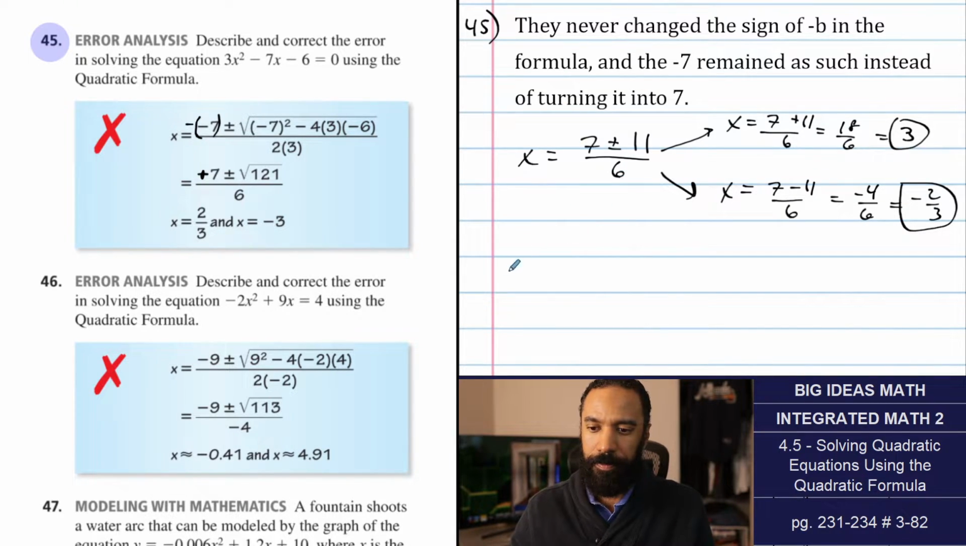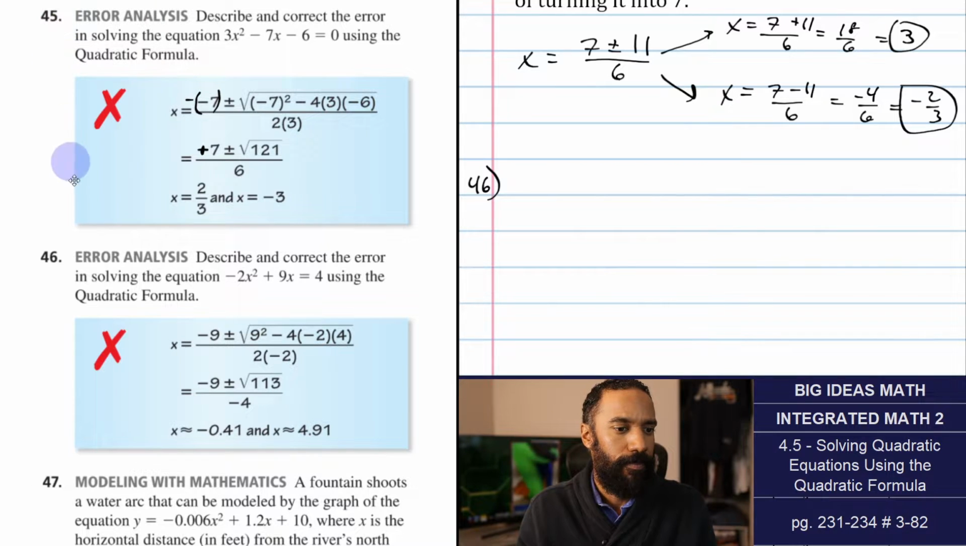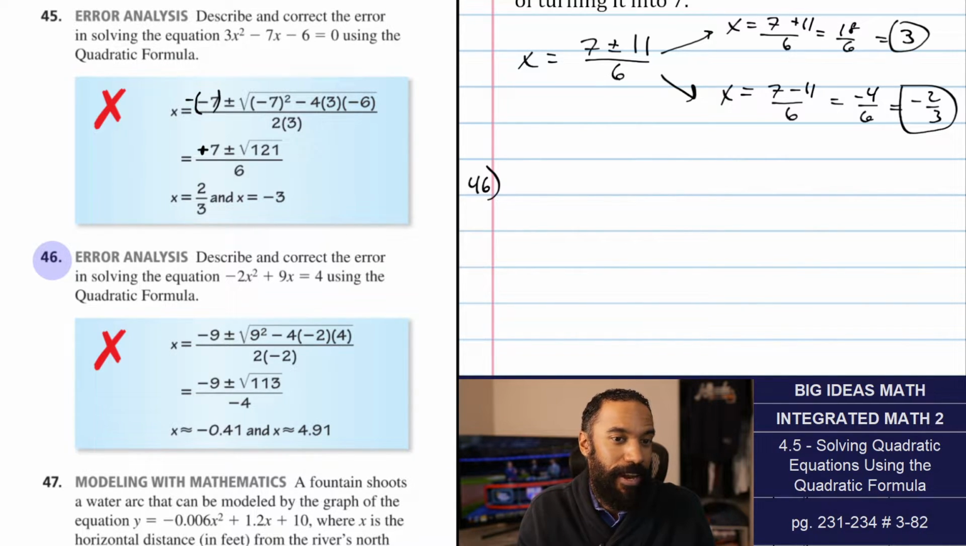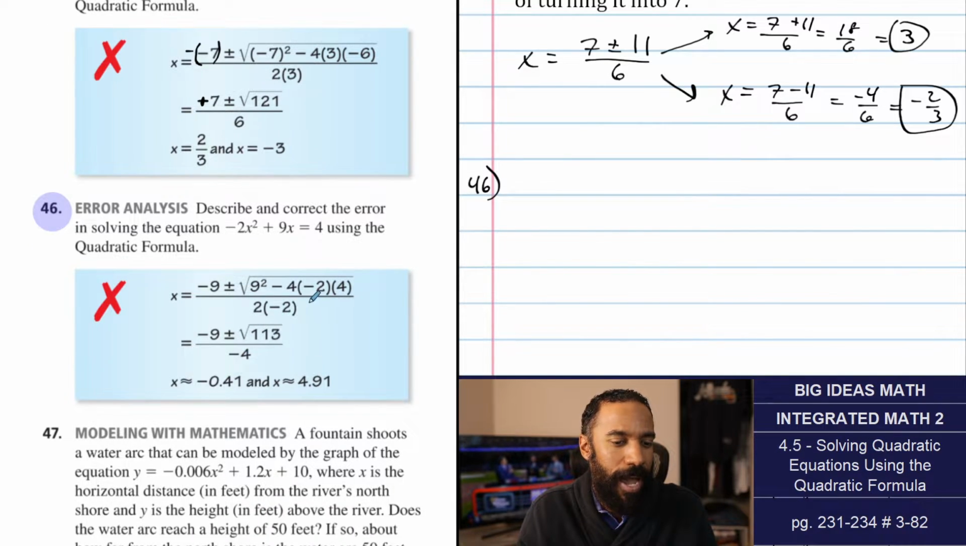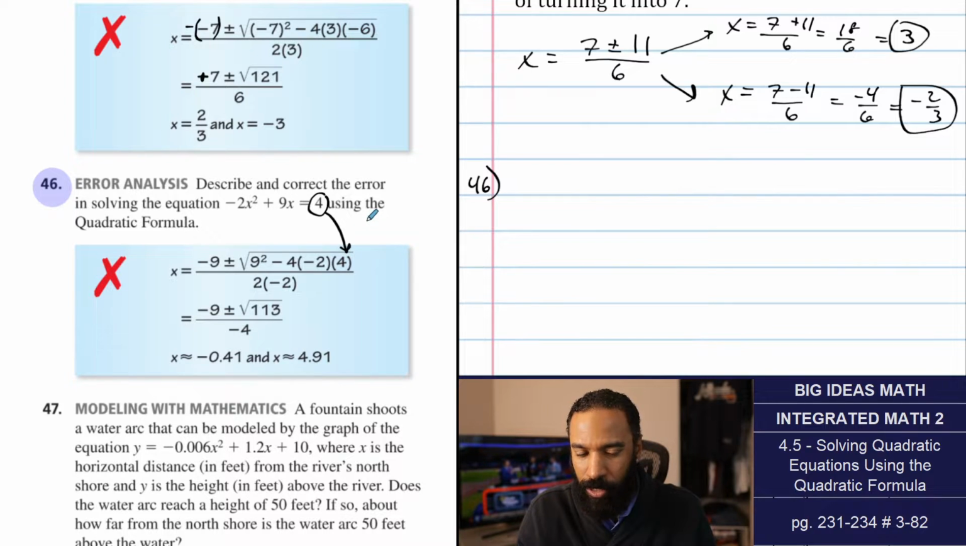All right, number 46. I think I know where they're going to go with this. Let's see what they do. Number 46: negative 2x squared plus 9x equals 4. Now, I'm not a fan of them using this negative here. I guess they luck out because they have to do some rounding. But what I'm seeing is their choice of 4 as c. I'm going to guess that's the only mistake. Using 4 as c is a problem because c isn't 4. C is negative 4, at least in the way that they have things written.